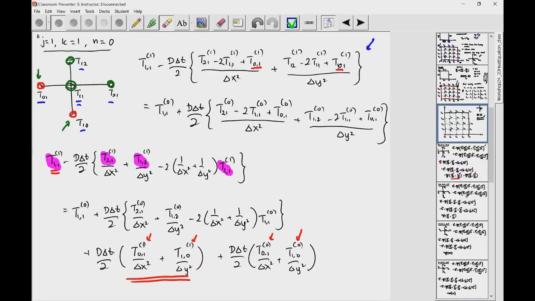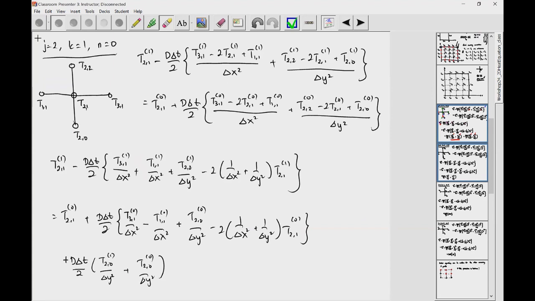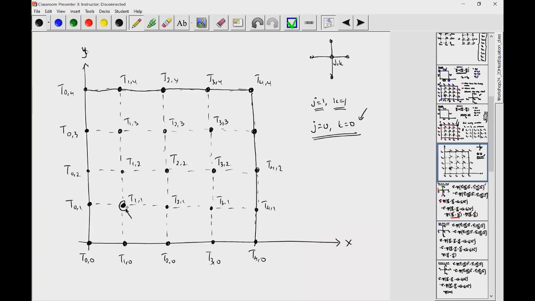Okay, is this clear? Yes, sir. Right. Okay, so this would be the first equation. You cannot solve it. One equation, 3 unknowns. The next thing, we're going to move on to the second point. Okay, so here we are done with J1, K1. Next, we move on to the second point.